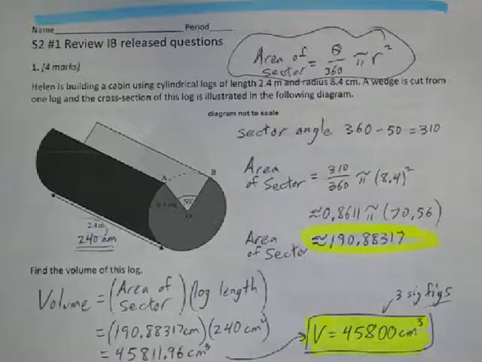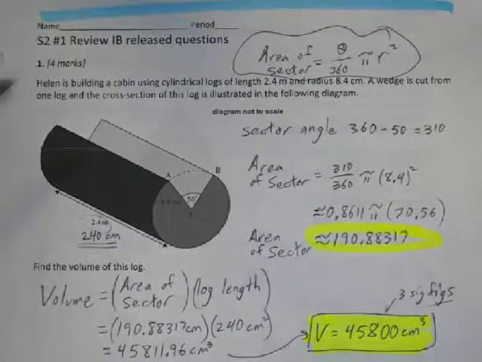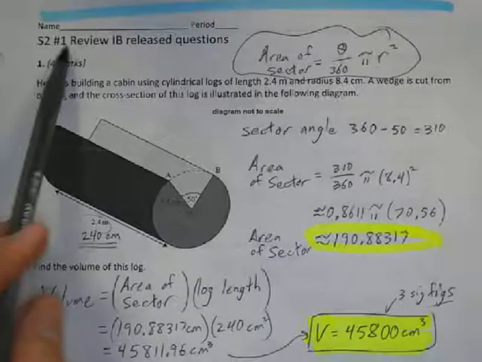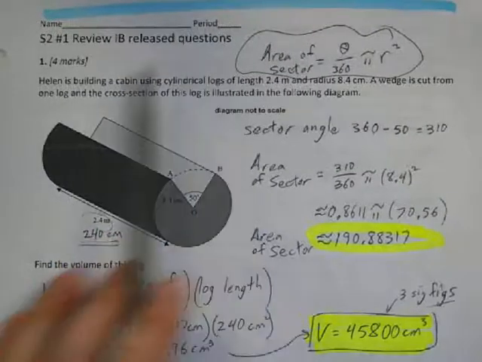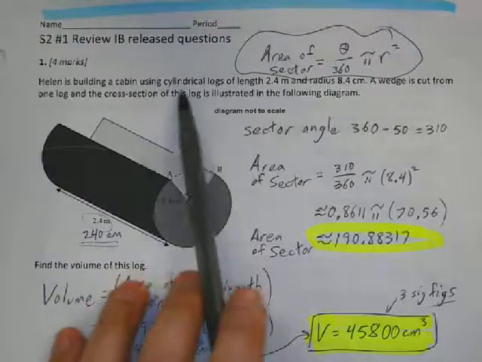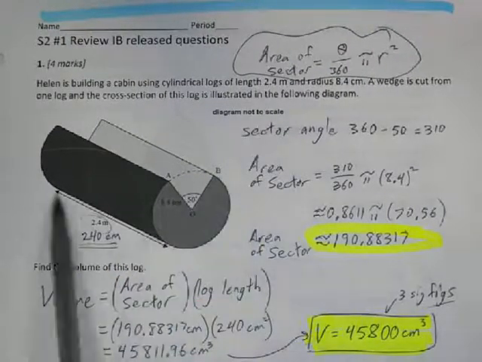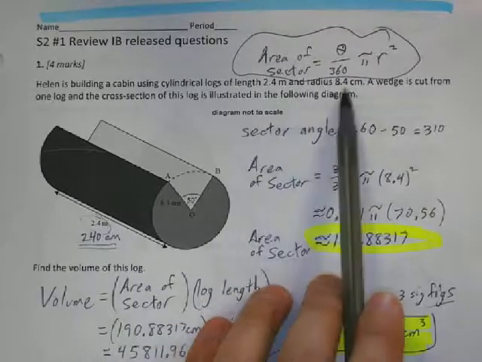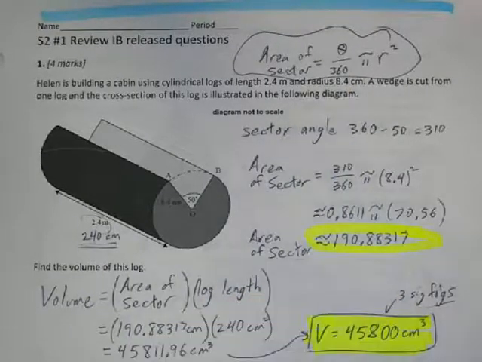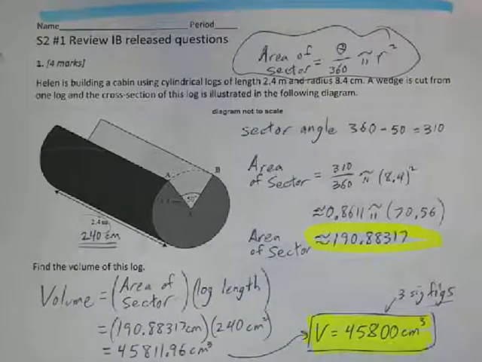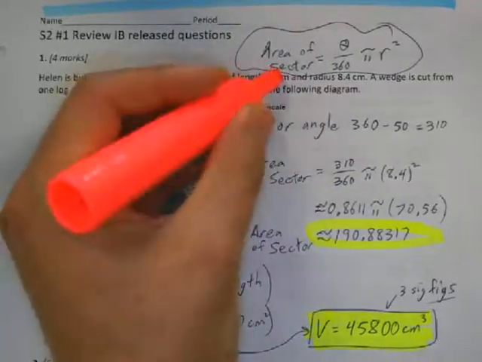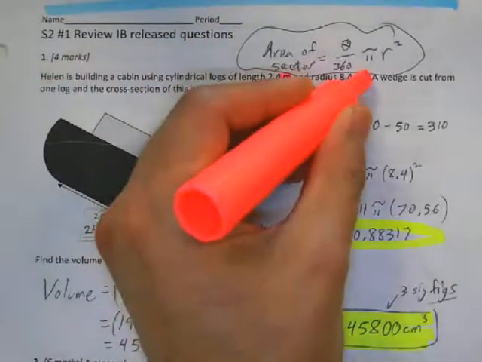Okay, so now we're going to go over the answers for today's handout. S2 number 1, released IB questions. So here we've got this log. It's a cylinder with a length of 2.4 meters and a radius of 8.4 centimeters. So the first thing we need to notice is the units here. We've got meters and we've got centimeters.